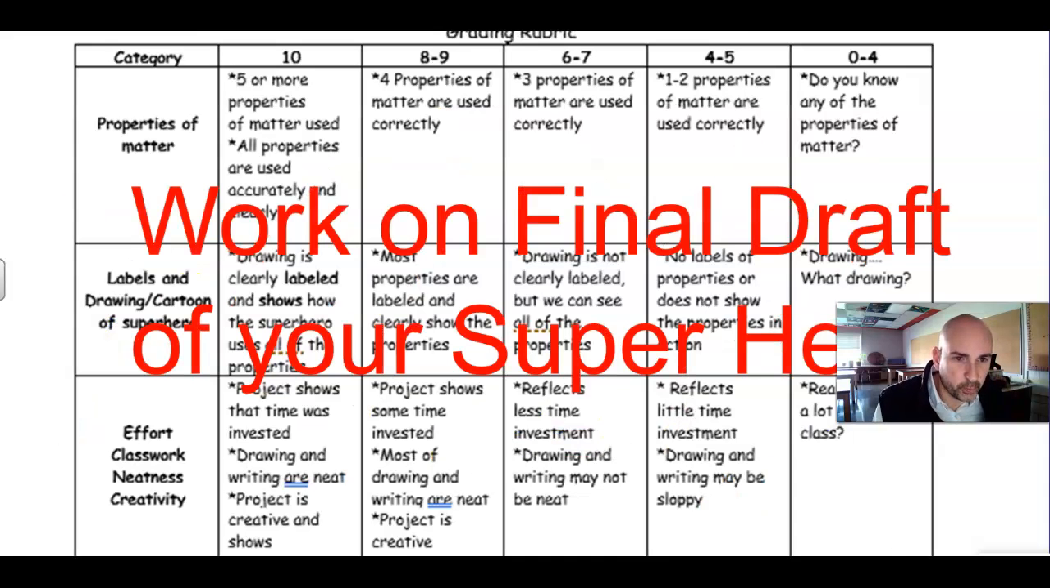Don't forget to continue working on your final draft for your superhero project. And in your packet, you've done the organizer. There's also something called the Amazing Change of State Experience. And hopefully all of those things will help you as far as understanding the differences between solid, liquid, gas, and how those changes occur.